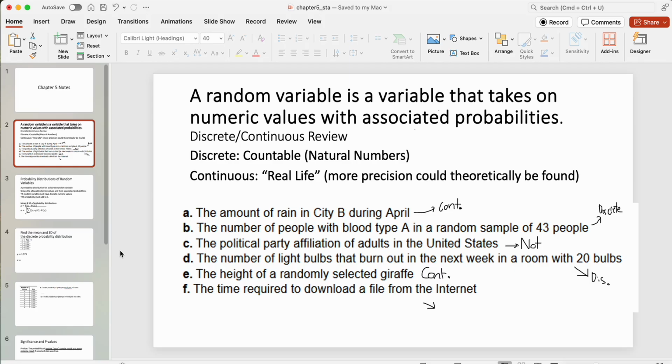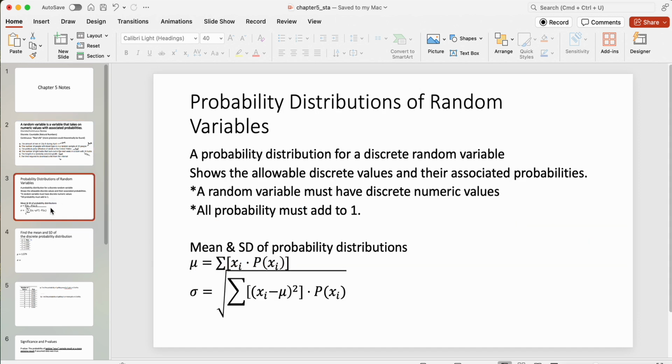Be careful about some of those things you're used to hearing as just rounded whole numbers, and think about whether that is a real life value: age, height, weight, amount of rain, some volume measurement, anything real life, quote unquote, as I said there. That's going to be your continuous.